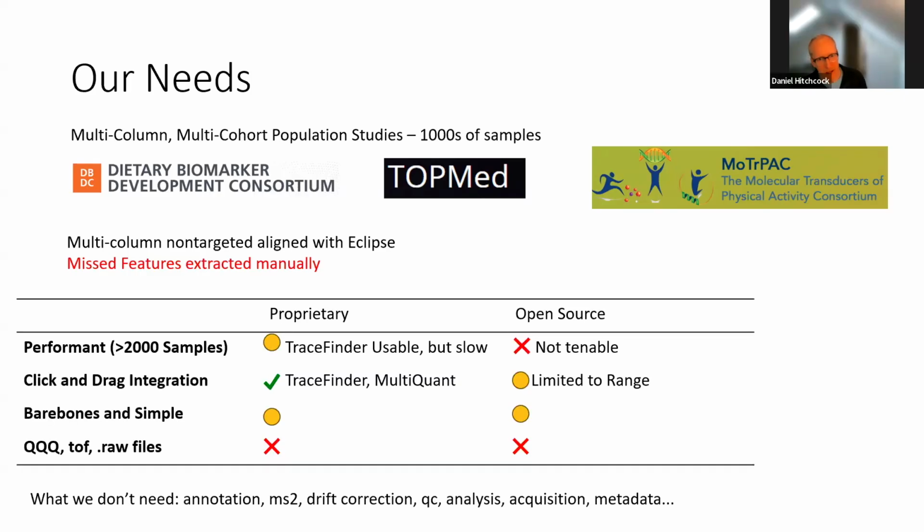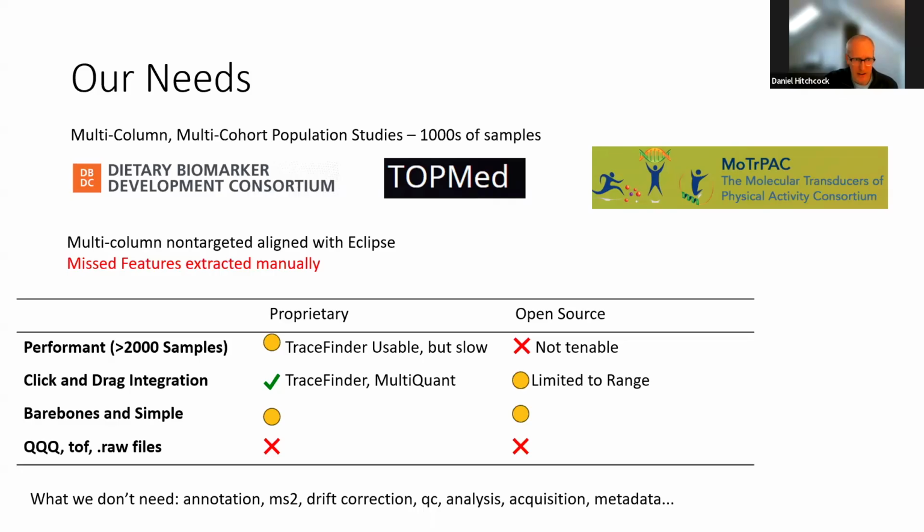And here's just a quick table of our specific needs and how it compares to proprietary and open source software packages. Not trying to call anyone out or say we're better. These packages all have great uses. It really isn't designed for large scale processing though. We need to be performant. TraceFinder is usable, and we used it for a long time, and it's great, but it is a bit slow. Open source, I haven't found a package yet that works with more than 500 samples or so.